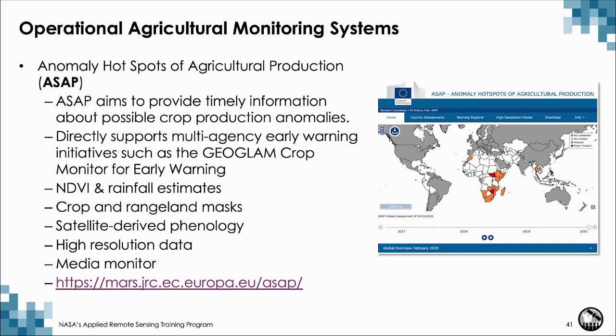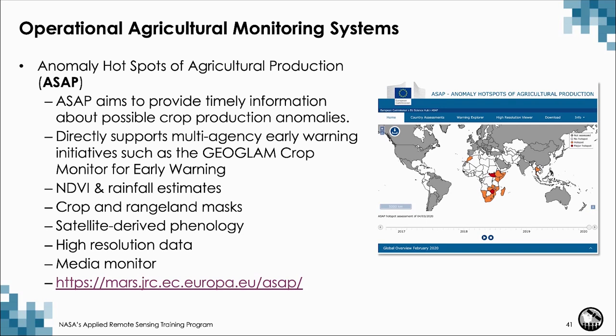The Anomaly Hotspots of Agricultural Production, or ASAP, is an online decision support system for early warning about hotspots of agricultural production anomaly, both crop and rangeland. ASAP was developed by the European Commission's Joint Research Centre for Food Security Crisis Prevention and Response Planning Anticipation. ASAP supports multi-agency early warning initiatives and provides information to food security assessments, which feed directly into GEOGLAM's Crop Monitor for early warning. Frequent updates for timely early warning on an open access web interface.